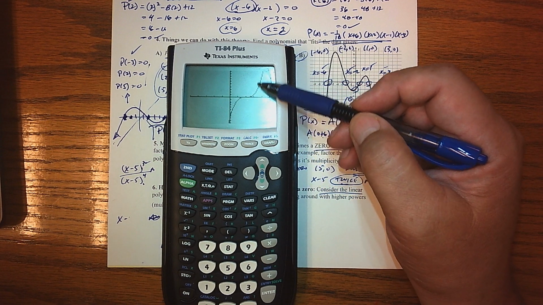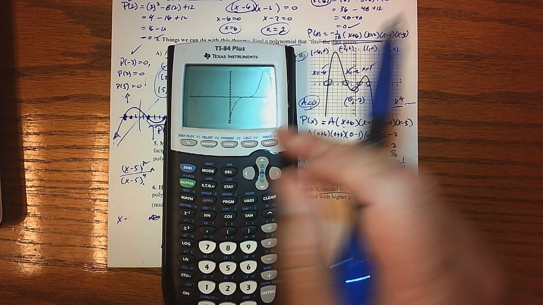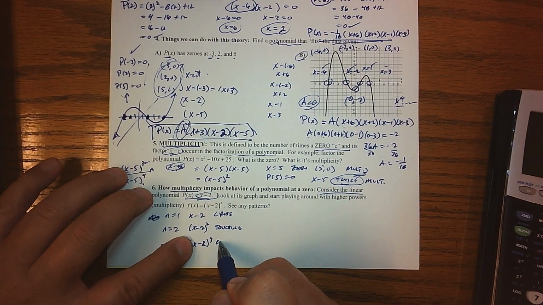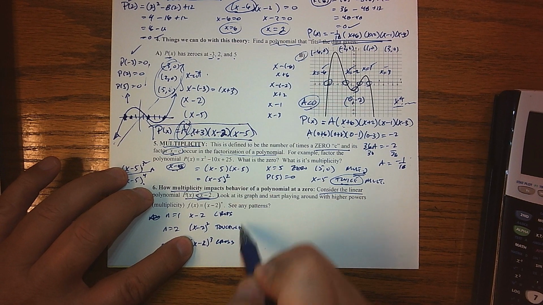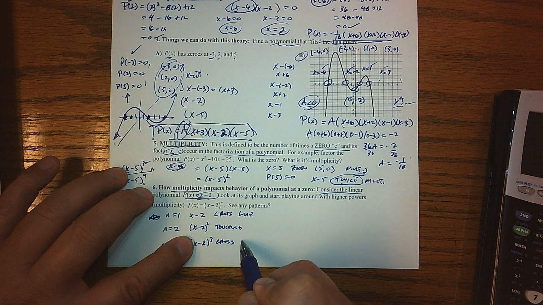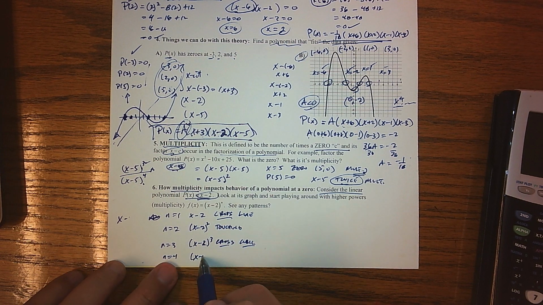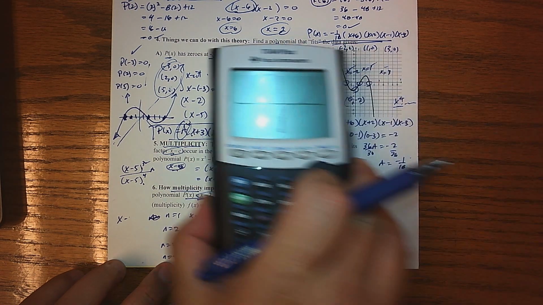We go from concave down to concave up in terms of the shape of the graph, but we are actually crossing the graph. Here we're crossing the graph like a line, and here we're crossing it like a cubic. All right, but we are crossing the line. So what about n equals 4? What if we considered (x - 2) to the 4th power? What kind of behavior would we expect?